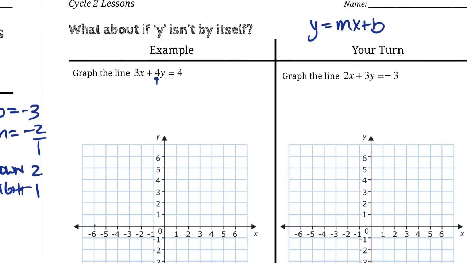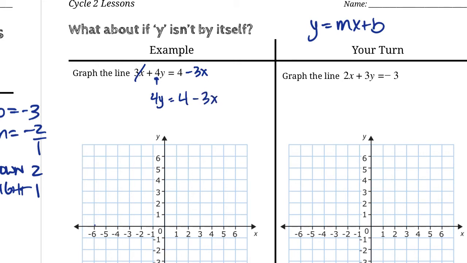So in this equation, I'm going to start off by getting rid of that 3x. I get rid of that 3x by subtracting 3x, which makes it go away. That's just a shorter way of showing that, by the way. So what I'm left with now is 4y equals 4 minus 3x, right?